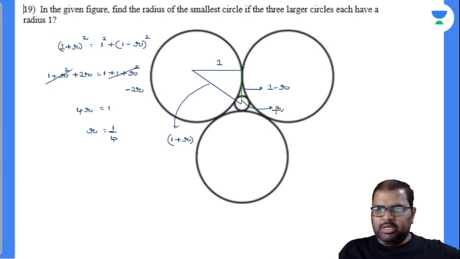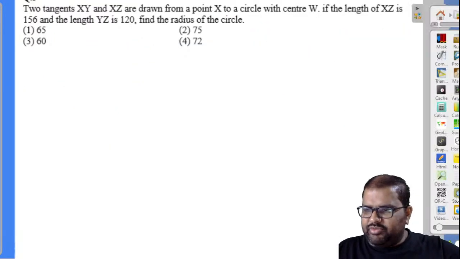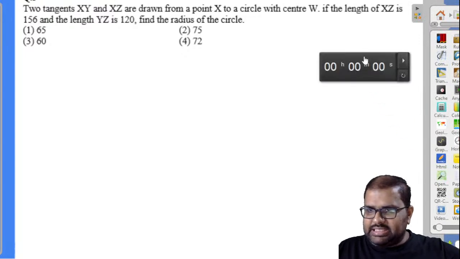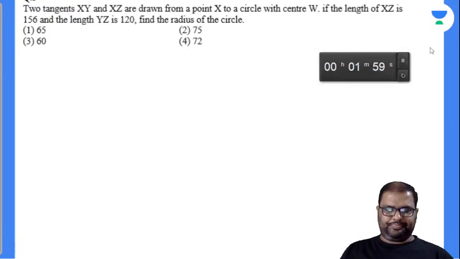Exactly. Let's go back to the previous question. Now this question, we have not done any question regarding kites. Let's see how many can solve this. Two minutes.